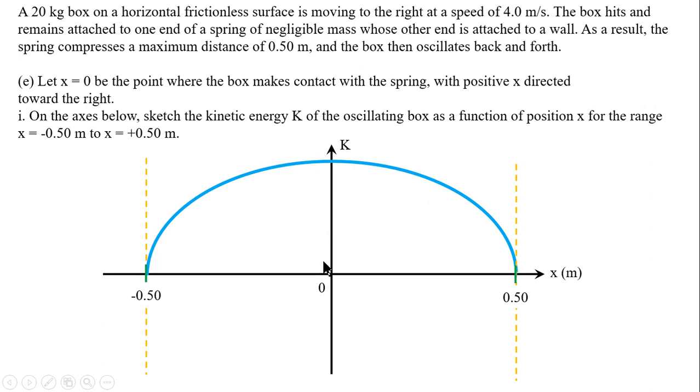Now, how would you describe this? I might describe this as a frowny face, or a half circle, a frowny face half circle. I don't know, you could say concave. So a concave half circle, frowny face from negative 0.5 to 0.5 with the maximum value being at 0. And they might actually ask you for that maximum value. You should be able to figure that out if you needed to. 1/2 kx squared, if you will. All right, questions on that one?